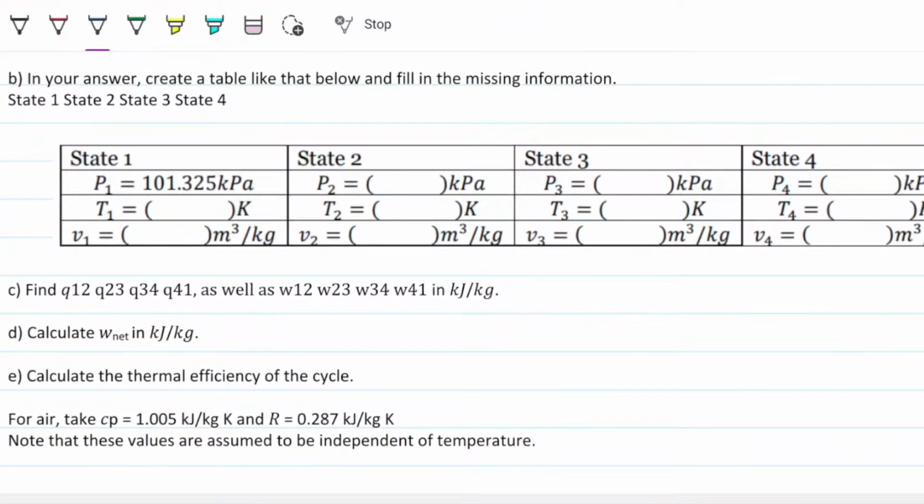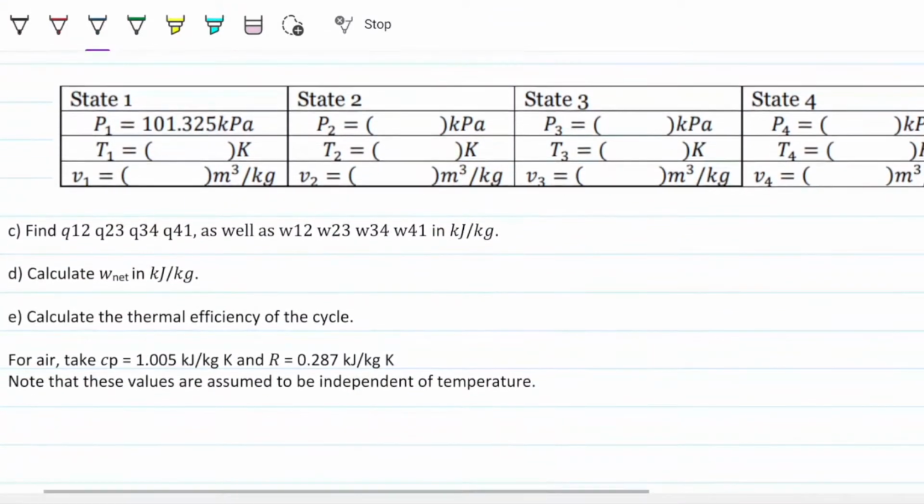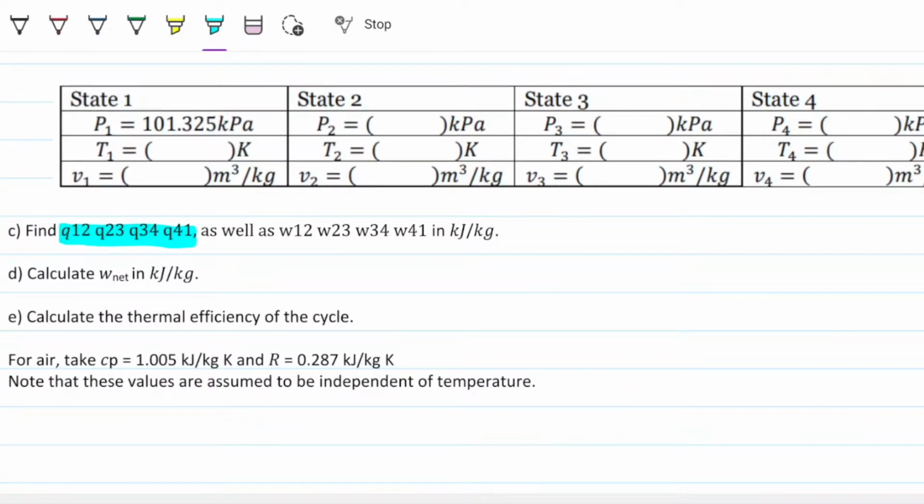They want pressure, temperature, and specific volume in all the states. Find the heat for each of the 4 parts of the cycle, as well as the work for each of the parts of the cycle, all in kilojoules per kilogram. So we already have an indication that we're not going to be finding mass throughout this problem.